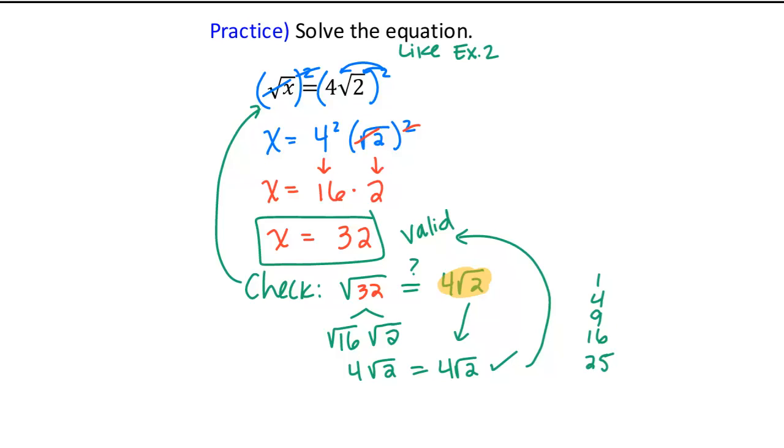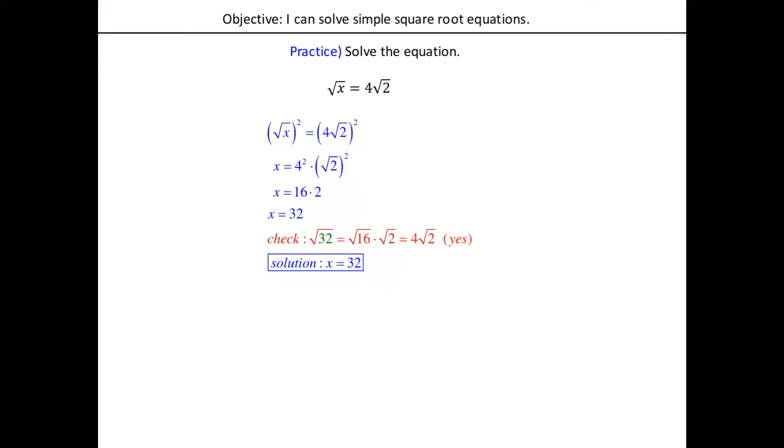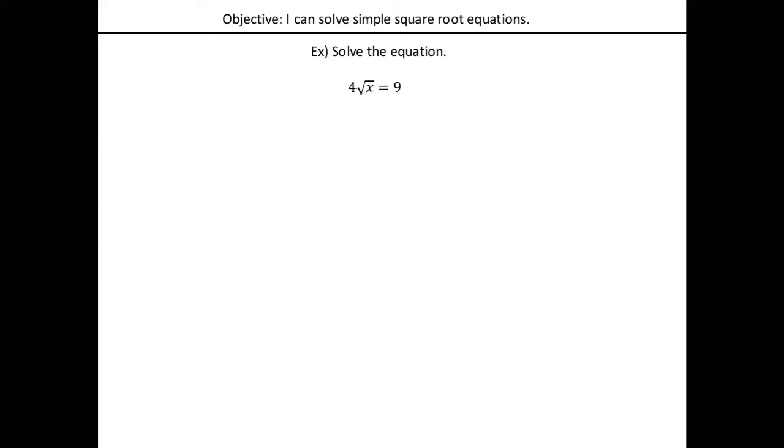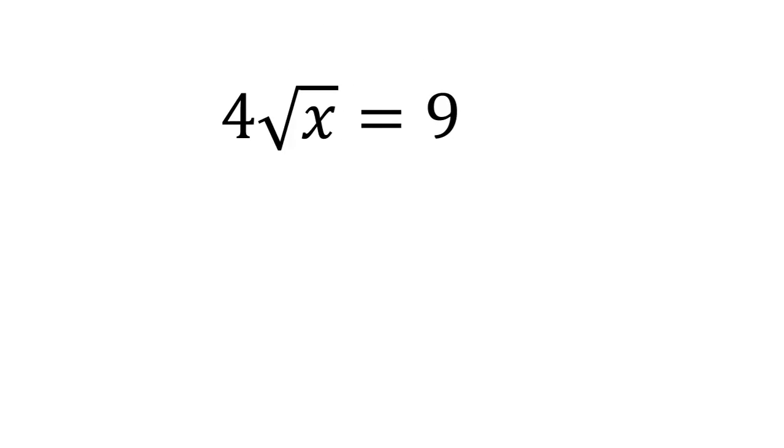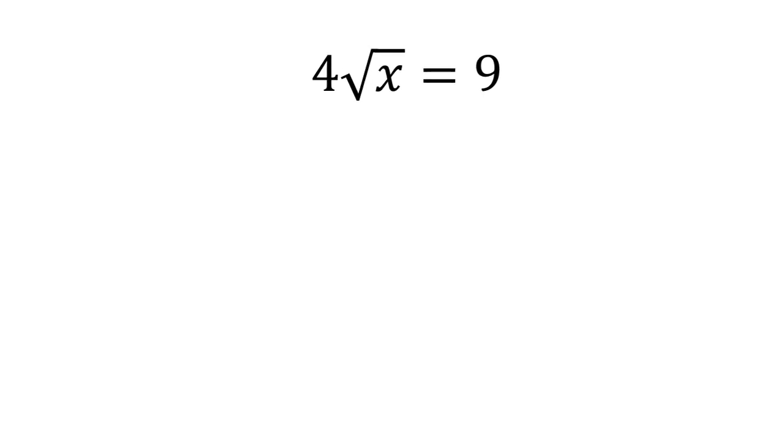All right. Let's look at our next example. We're on 4 root x equals 9. And you should still be on your third box. If you're doing 2 examples per box, you should still be on your third box here. We got 4 times the square root of x equals 9.